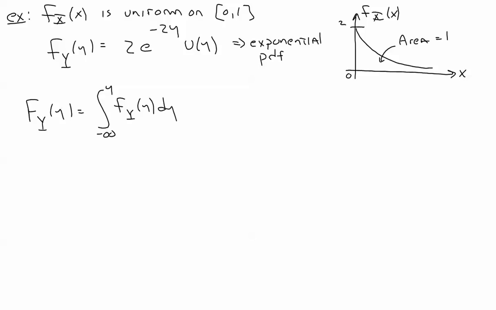The cumulative distribution function is the indefinite integral of the probability density function. Plugging in my PDF, I get 2 times the integral from 0 to y of e to the minus 2y dy. Now, you'll notice that my step function affects the lower limit. My probability density function has no value less than 0.